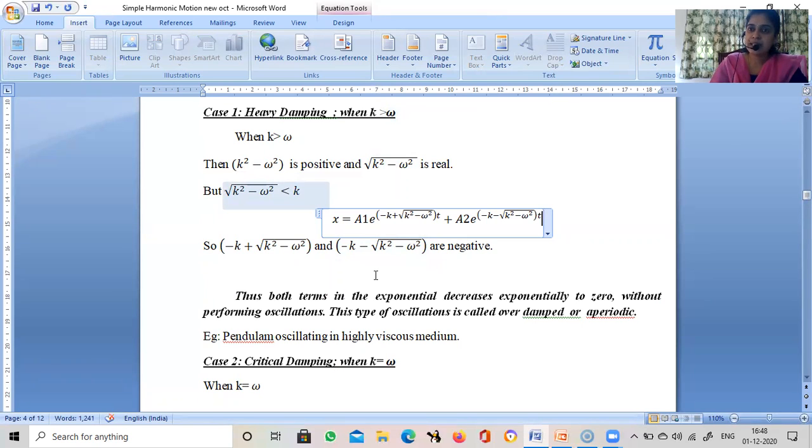So if we plot the displacement versus time graph, we can see that there will not be any oscillations. The displacement decreases from a constant value. It decreases exponentially to 0. I will show you the plots after discussing the three cases.